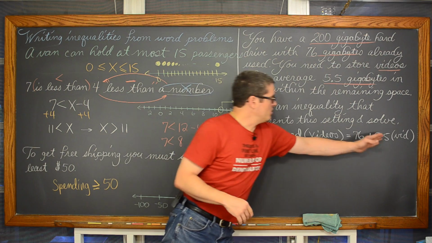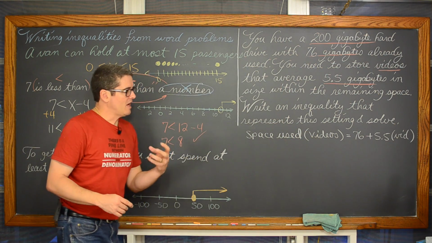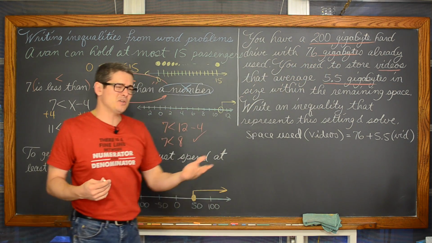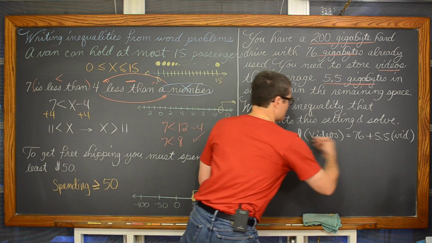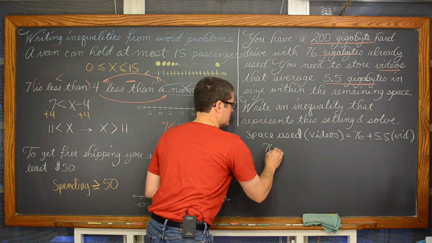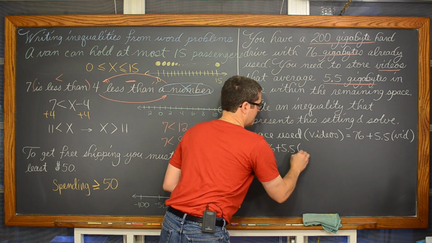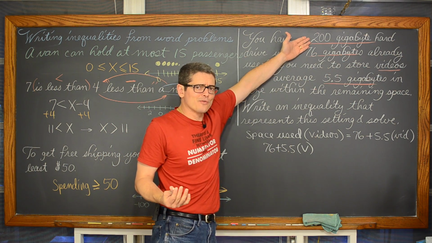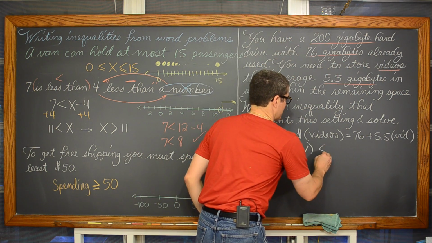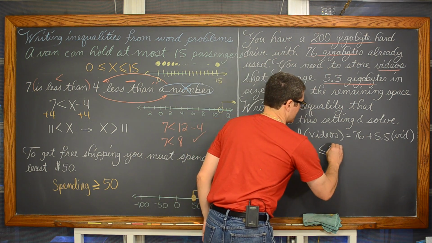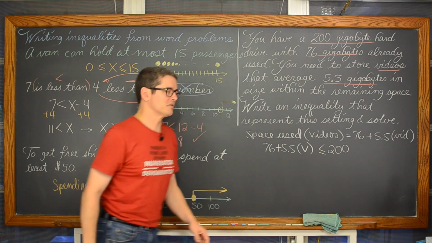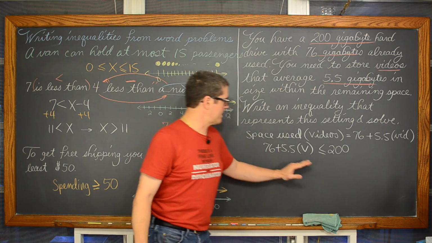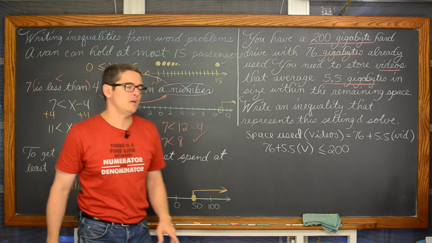Now, this expression, describing how much space you're using on the hard drive, well, the total amount of space available is 200. So this space used, 76 plus 5.5V, where V is videos, must be, well, you can't go over the physical storage, so it has to be less than, and technically I could maybe fill it up exactly, probably not really in the world of computers, but that expression describing the space used has to be less than or equal to 200.